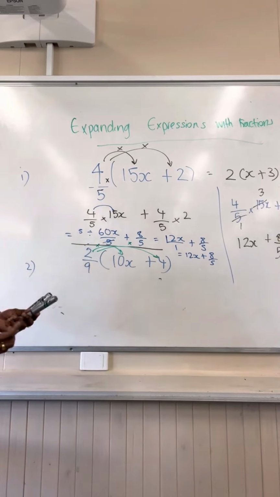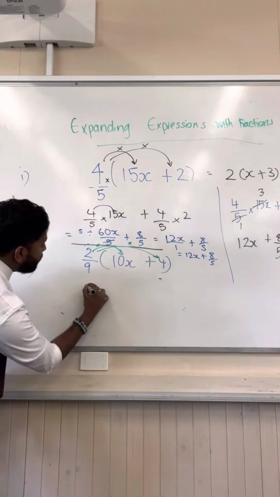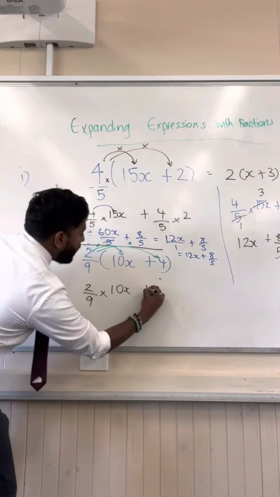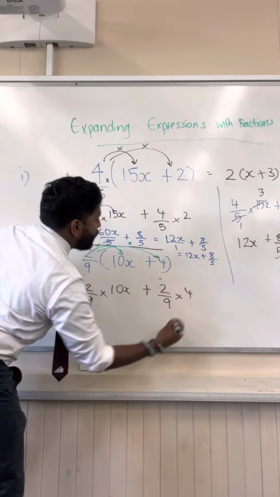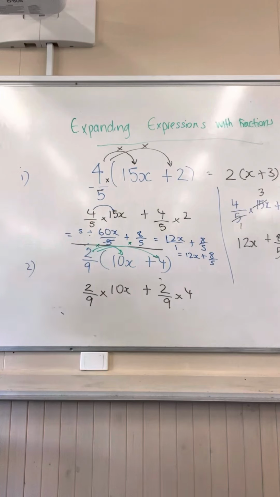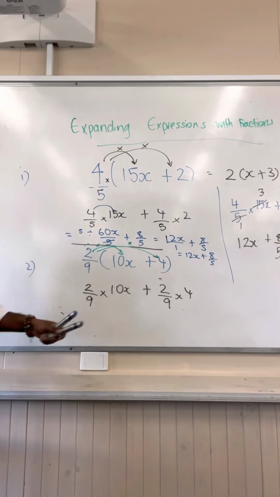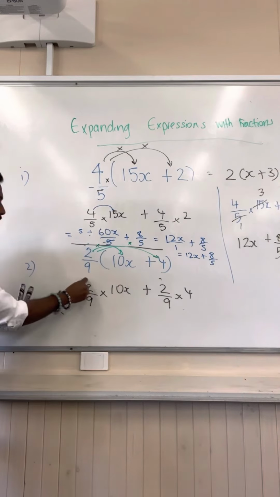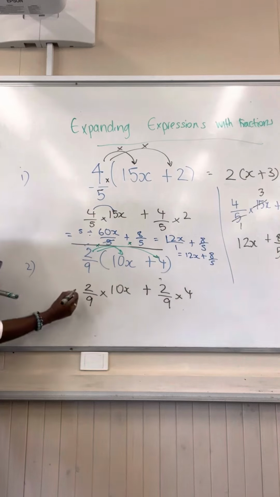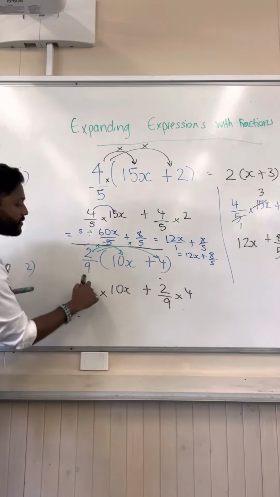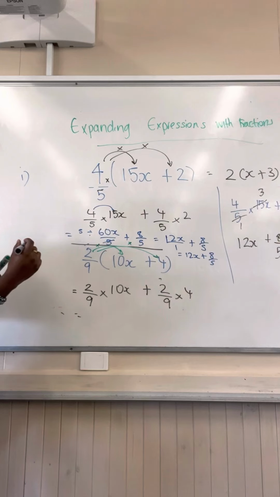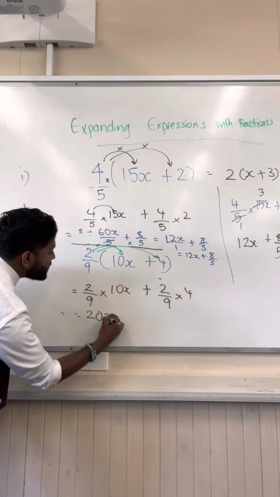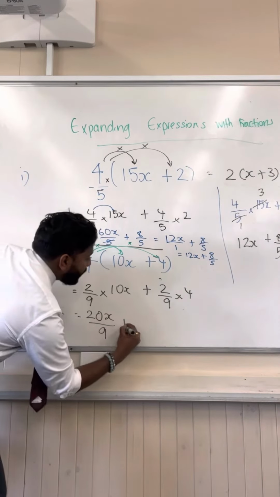This is going to be quite overwhelming because you've got fractions. Now you have 2 over 9 times 10x plus 2 over 9 times 4. Now you're going to simplify. Does this top and bottom have something in common? 10 and 9? No. So you're going to multiply this numerator with this numerator. What does that equal to, Aaron? 2 times 10x. Yeah, so 2 times 10x is going to be 20x over 9 plus 2 times 4.